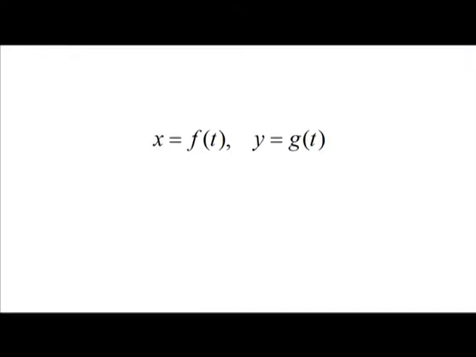We recall that if x and y are given as continuous functions, x is equal to f of t and y is equal to g of t over an interval of t values, then the set of points (x, y) equal to (f of t, g of t) defined by these equations is a curve in the coordinate plane. A point (x, y) on this curve is also denoted by t.